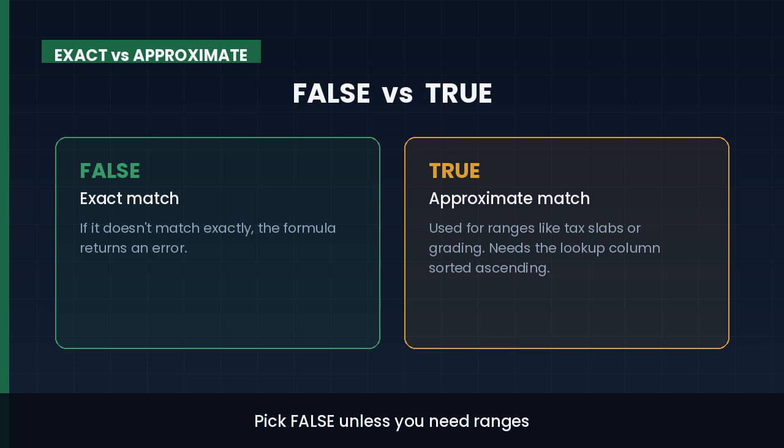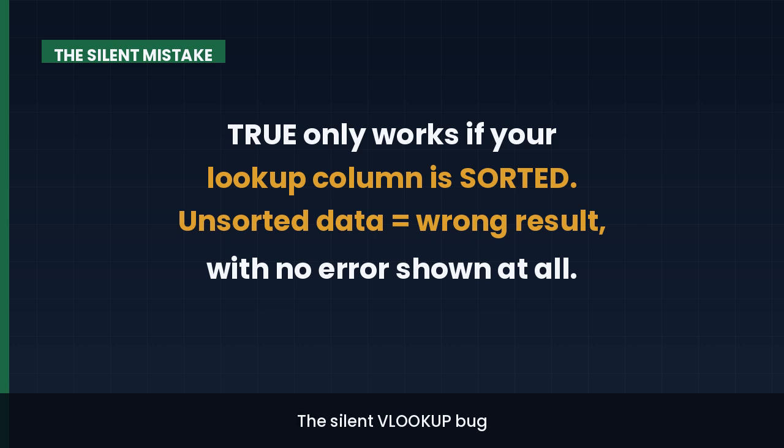Now the important part, true versus false. False means exact match. If the value doesn't match exactly, the formula returns an error. True means approximate match. This is used when you're working with ranges like tax brackets or a grading system. But there's a big catch. True only works correctly if your lookup column is sorted from smallest to largest. If it isn't sorted, the formula returns a wrong result without showing any error at all. And that's the silent mistake I mentioned at the start.